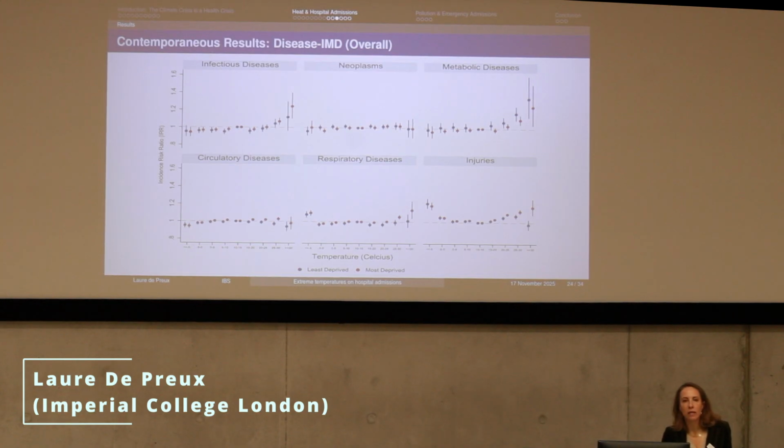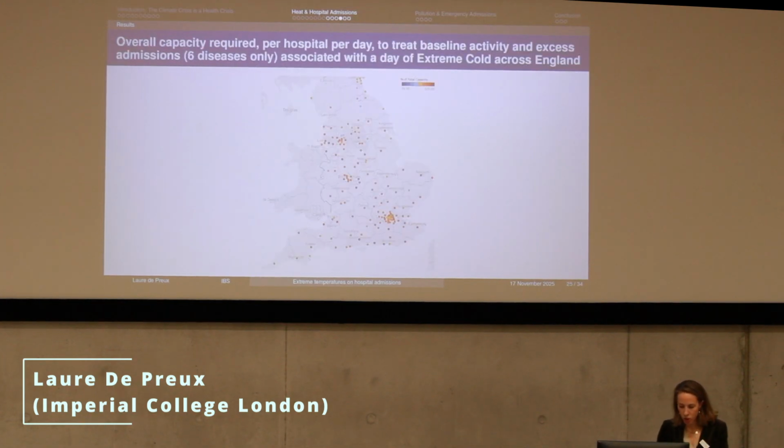I mentioned this IMD, this index of multiple deprivation, and here what it allows us to show is who is really responding to this shock. The most deprived are in red, and when we see this extreme, with the red dot being basically larger than the blue one, it tells us that the burden of disease is not equally distributed. So this is just a snapshot of how we can quantify the effect.